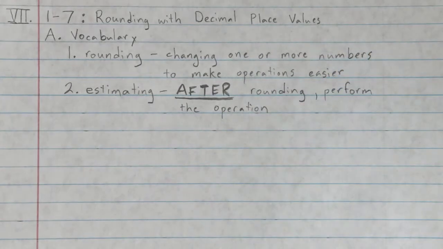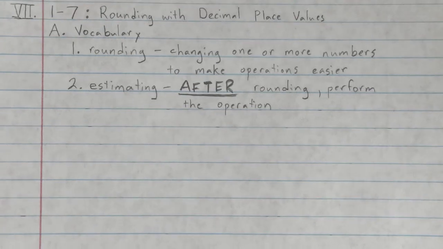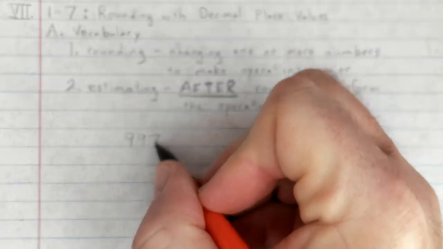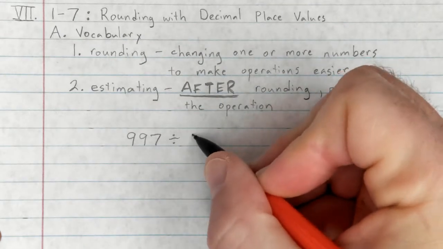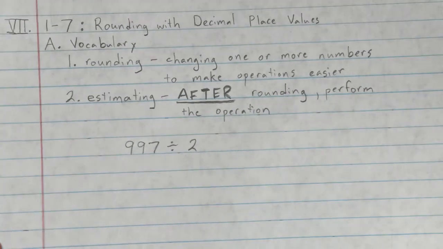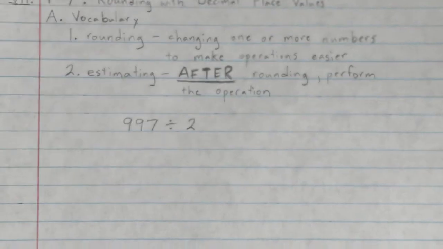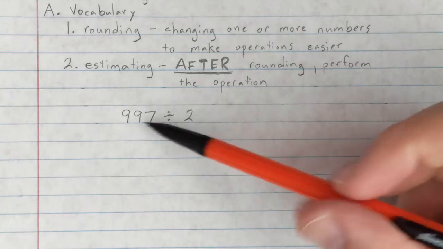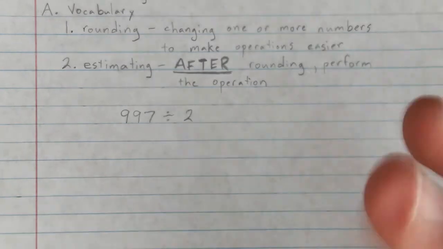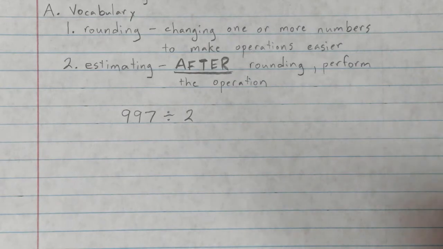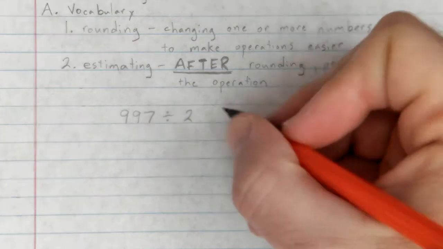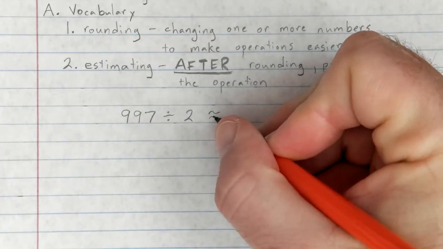Okay. So for example, and these won't have decimals, it's just an example. If I give you 997 divided by 2, I want to cut that in half. Okay. A lot of you could divide this. I think all of you could probably divide it, but 9s and 2s and these numbers don't fit together very well. It would work, but it would be kind of a pain. If I don't need an exact answer, it would be better to estimate.